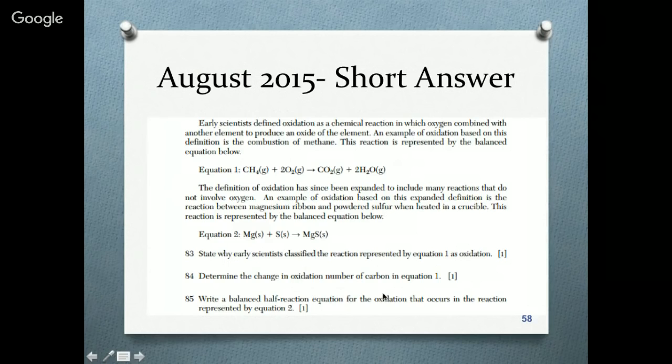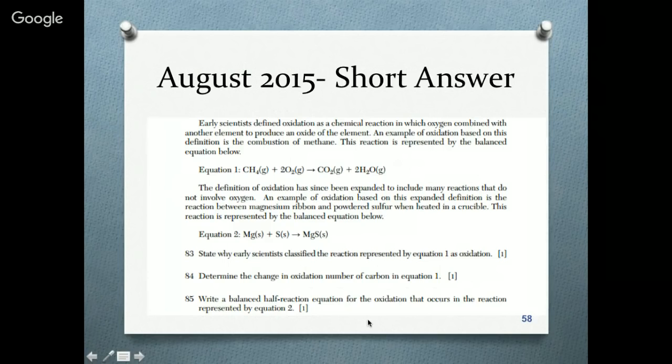84, determine the change in oxidation number of carbon in equation 1. Okay, so we look at carbon on the reactant side. We have hydrogen as plus 1 times 4, which would be plus 4, so carbon is going to be minus 4. And on the product side, you have minus 2 for oxygen times 2 is minus 4, so carbon would be plus 4.